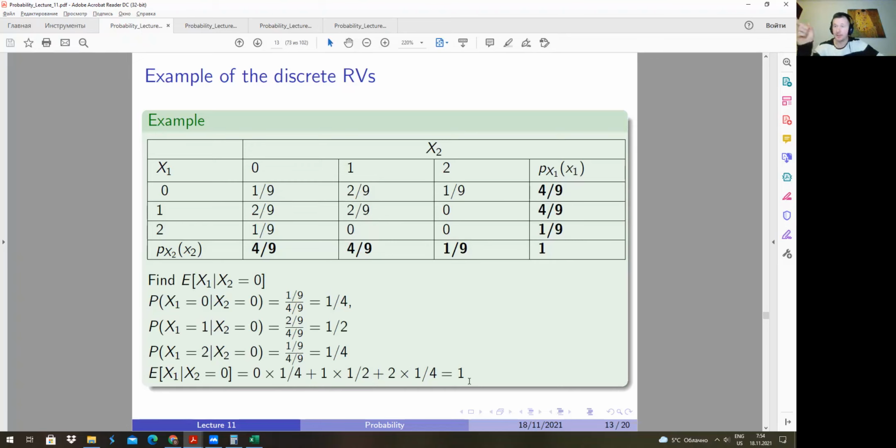So if I see that there are no people at the second counter, I expect 1 client at the first counter, which is reasonable because if there are 3 counters, and there are no people at the second counter, then I believe that 1 person is standing at the first counter and 1 person stands at the third counter.